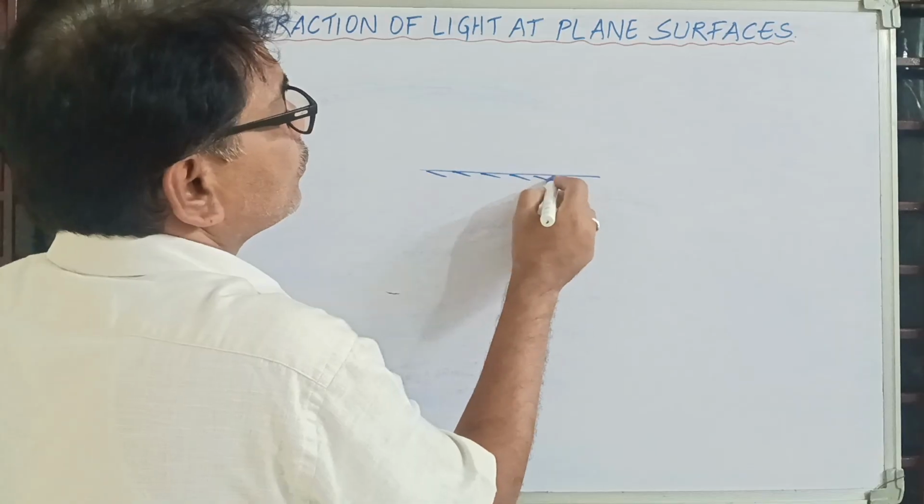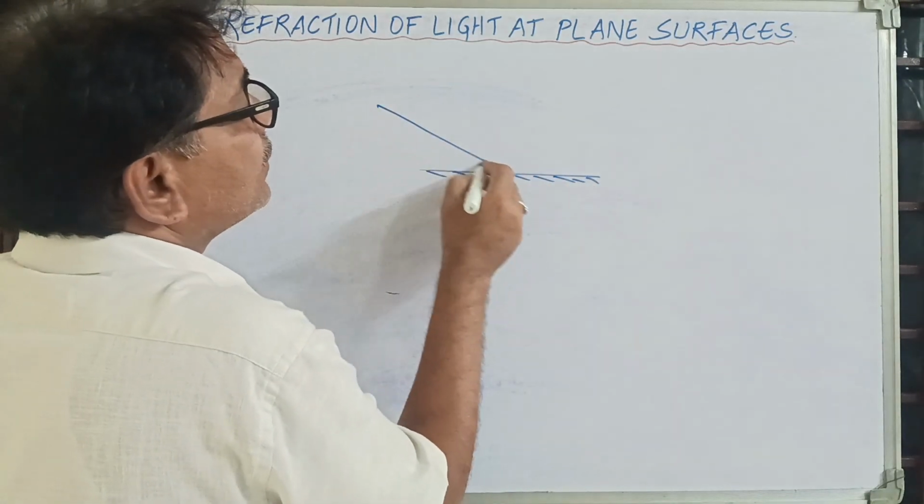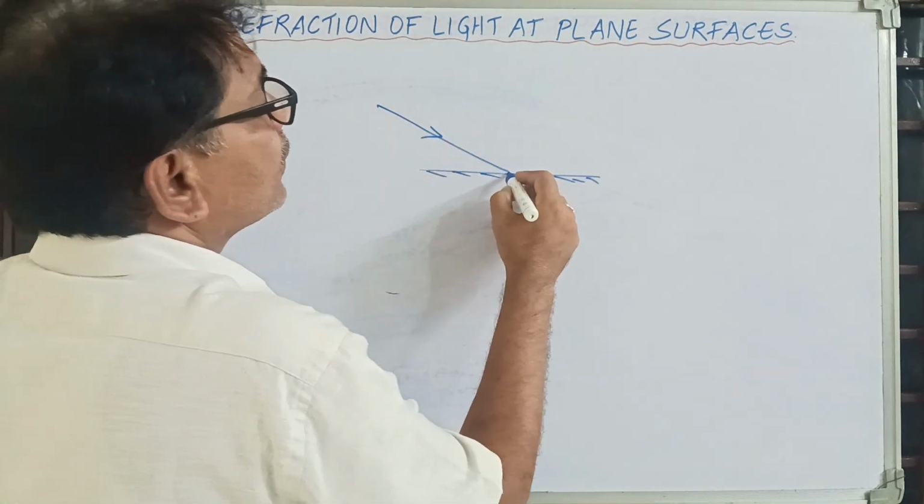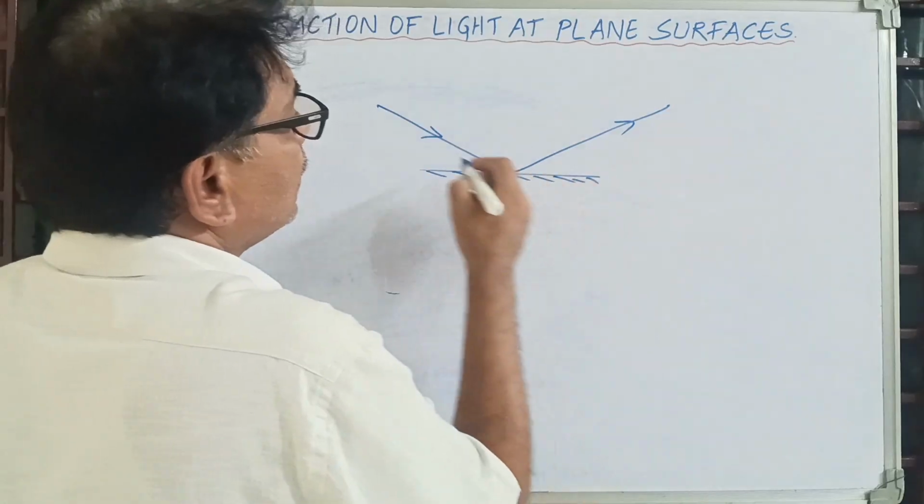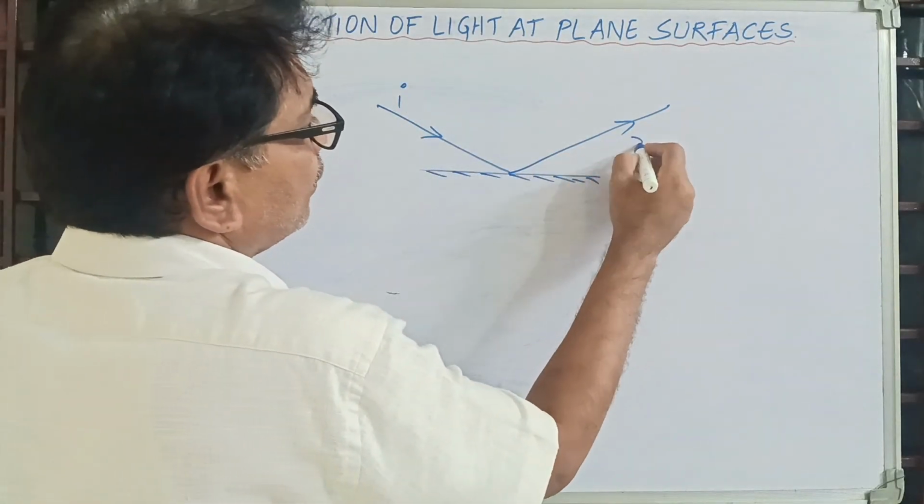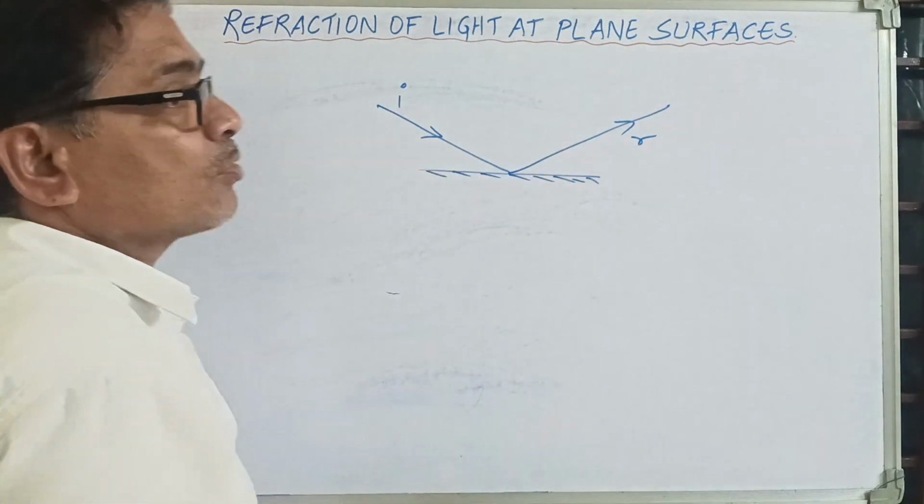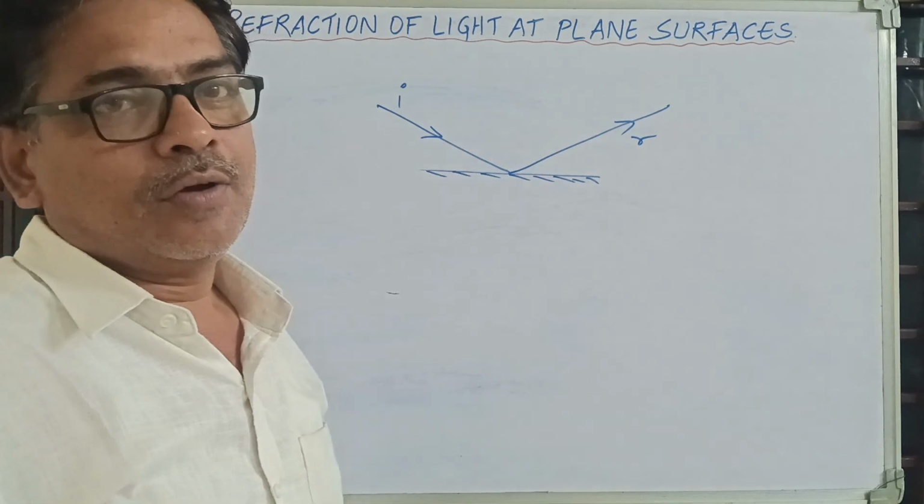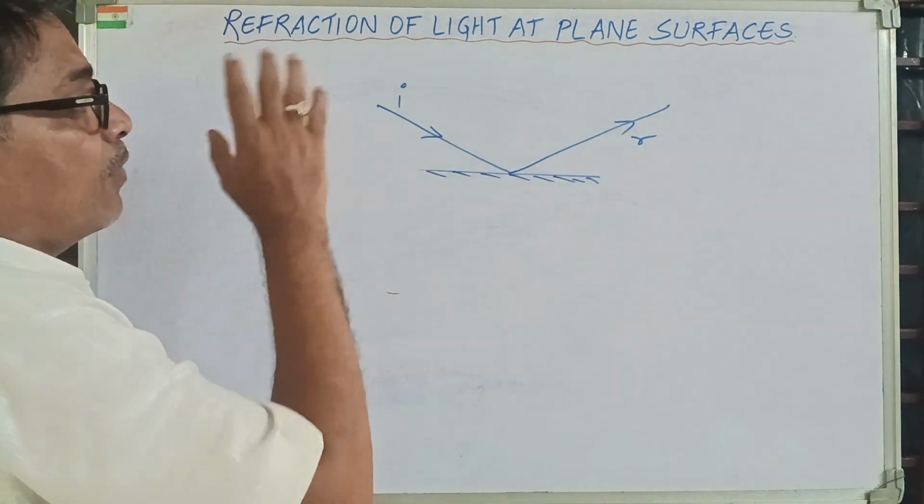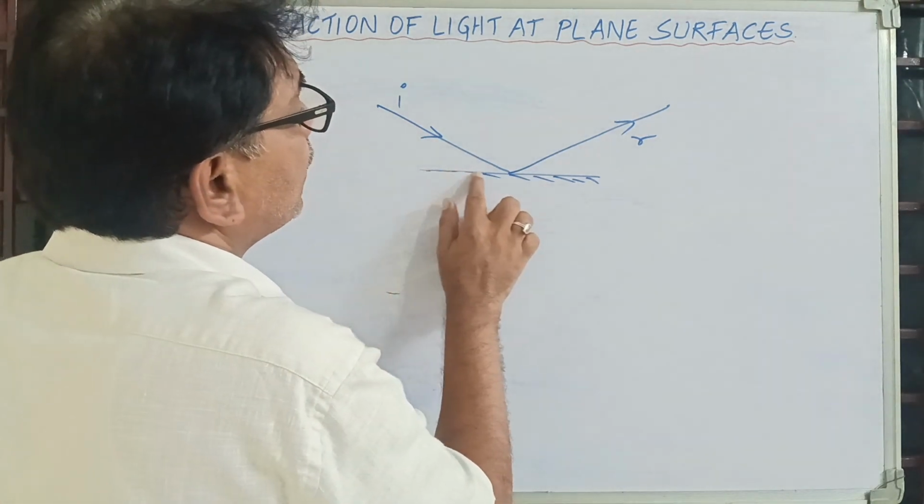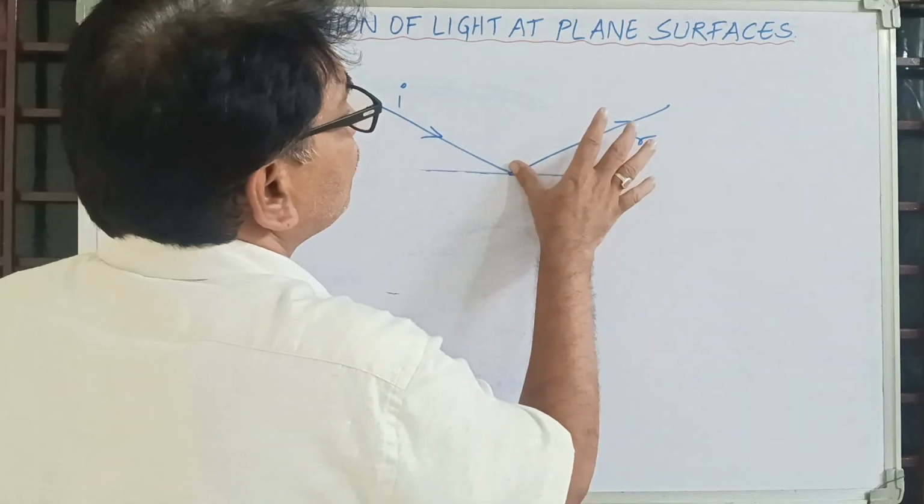Suppose there is a surface over here like this. If an incident ray hits this surface and bounces back like this, this is called the incident ray and this is called the reflected ray. This phenomenon is called reflection. Okay, today our topic is what? Refraction. Now let us not consider this as a smooth surface.